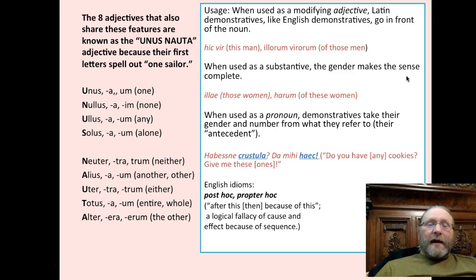Other than that, I've included a little section here that has to do with English idioms. And I'm going to do this in some of the other chapters as we go along, bringing up places where Latin appears directly in English. In this particular instance, I'm using one of the demonstratives with an idiom that's post hoc propter hoc, which is shorthand for an informal logical fallacy. It means after this, then because of this, and it's a logical fallacy in which people suppose that because something has happened after something else, it must be because of that something else.